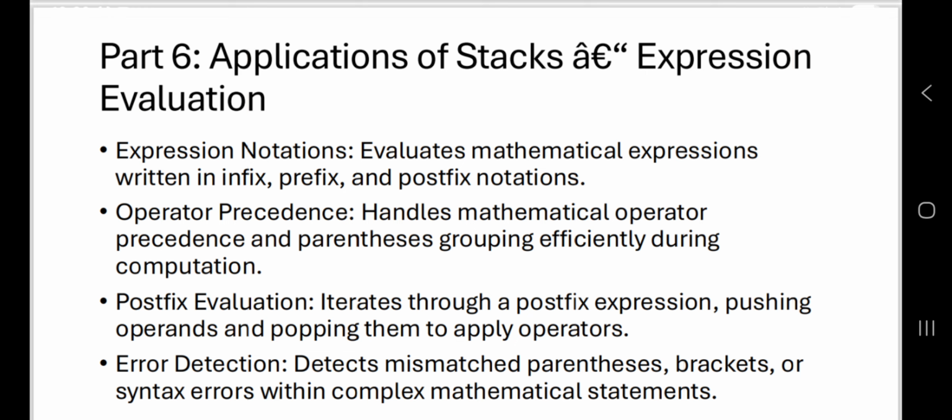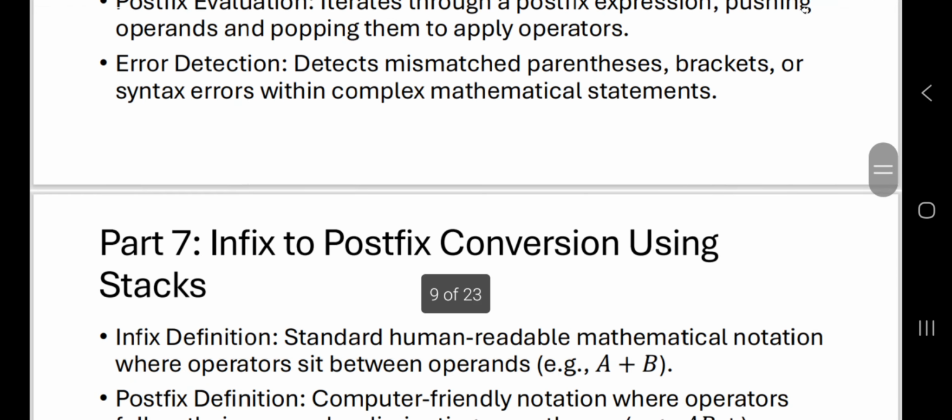For example, during postfix evaluation, the algorithm iterates through an expression, pushing operands and popping them to apply an operator when it appears. The stack also helps in error detection, allowing compilers to spot mismatched parentheses, brackets, and syntax errors within complex mathematical statements.